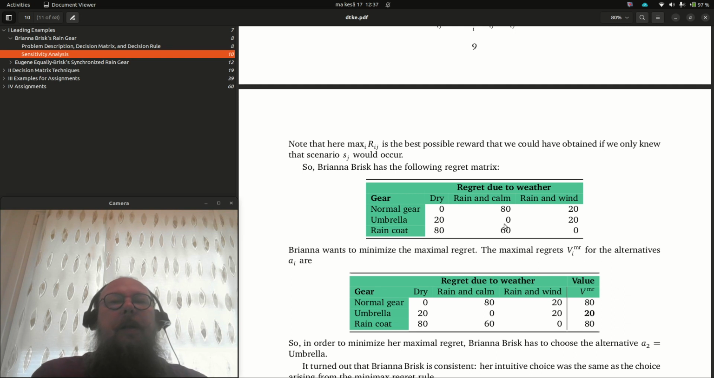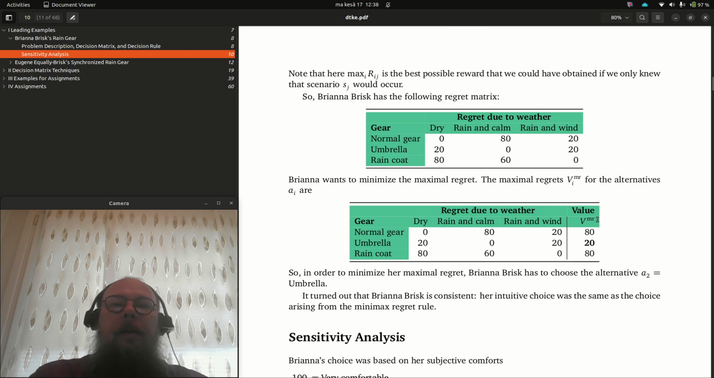Okay, so what happens now? We have regrets, and usually we have a value function that we want to maximize, but in this case we have a value function that we want to minimize. So we want to minimize the maximal regret. So the maximal regrets, so VI, MR, MR for max regret, for the alternatives are the following. So these are the values for, well, basically for the decision matrix, but now we have the regret matrix here.